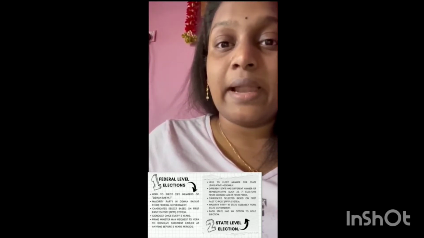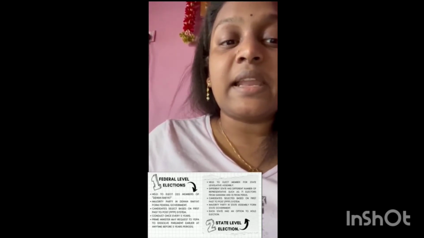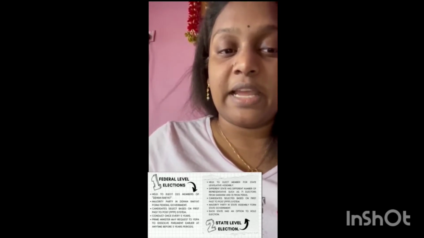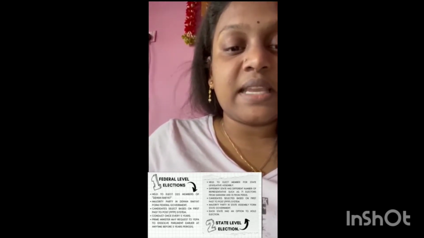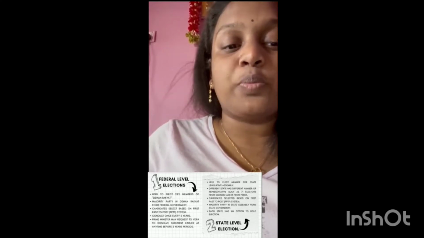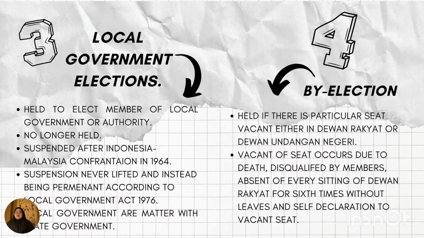The second type of election in Malaysia is the state level election. It elects members of the state legislative assembly. Different states have different numbers of representatives, such as 71 from Sarawak and 50 from Perlis. Candidates are selected based on the first-past-the-post, or FPTP, system also. The majority party in the state assembly forms the state government. Each state has an option to hold an election.